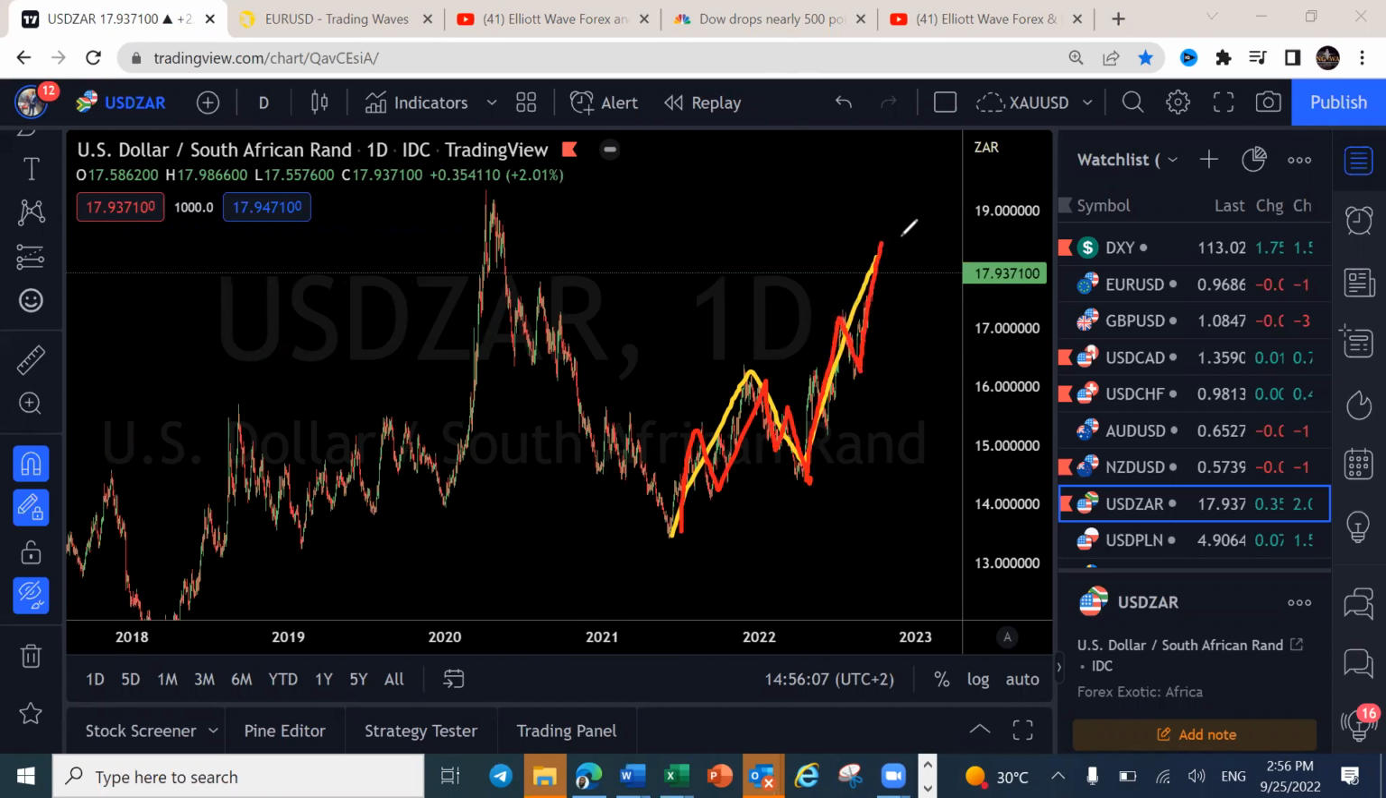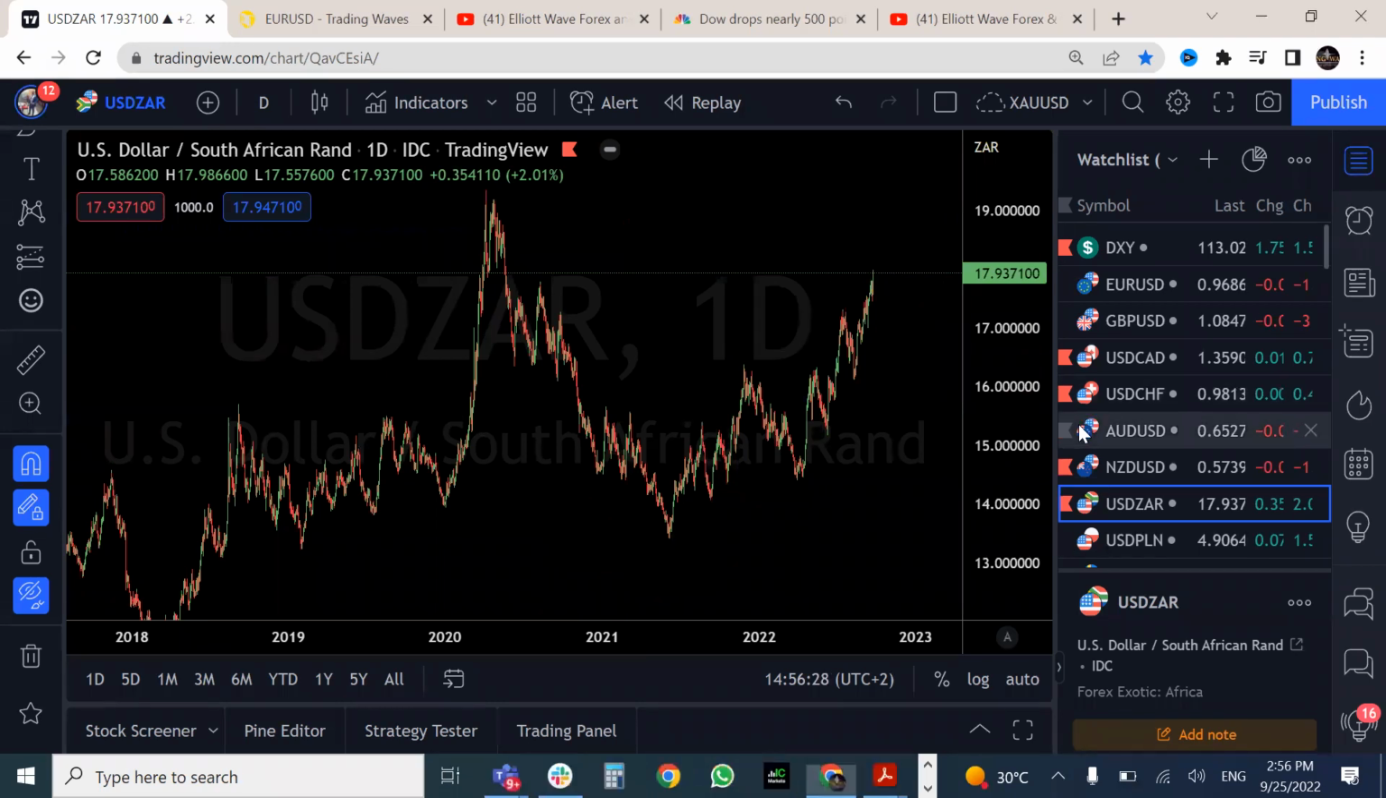So US dollar ZAR could be making a WXY corrective structure around this level, but has not shown any signs of reversal as yet. So let's see if we're going to have US dollar ZAR reversing from around this area. But for now, just watch that to continue to the upside as there is no move here. We can get up to this level before the pullback on US dollar ZAR. Let's go to the yen pairs.